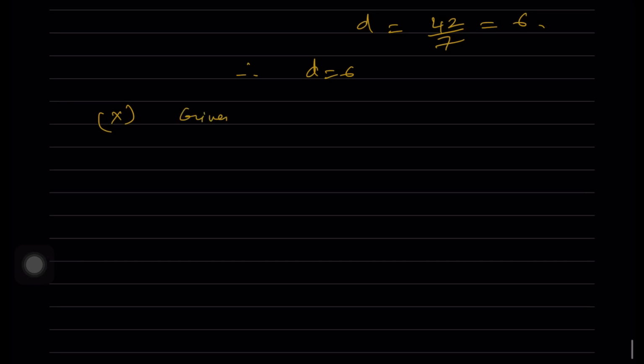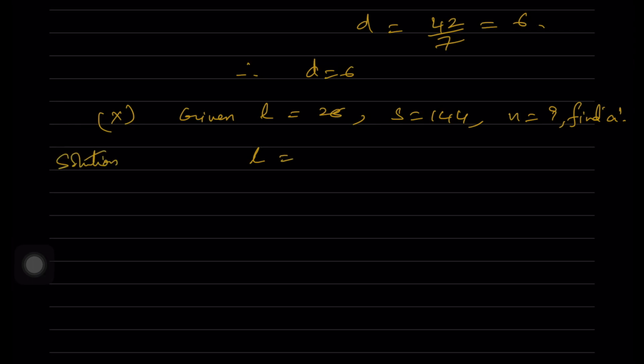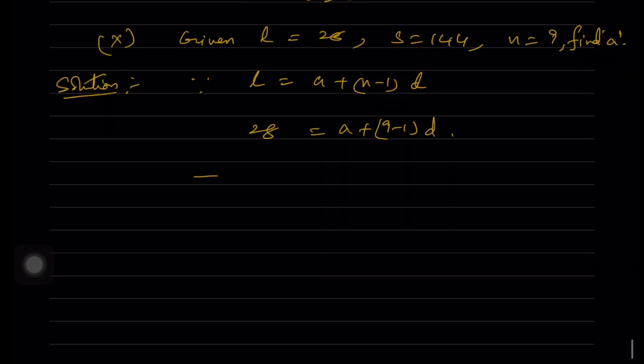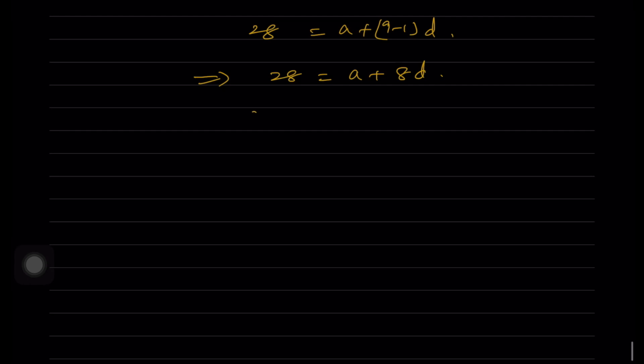Next one, 10th one. Given L is equal to 28, S is equal to 144, n is equal to 9. Find the first term, that is a. So An is equal to L, the last term, which is given as 28. So L is equal to a plus n minus 1 into d, where L is nothing but An. So 28 is equal to a plus 9 minus 1 into d. So 28 is equal to a plus 8d. This is the first equation.